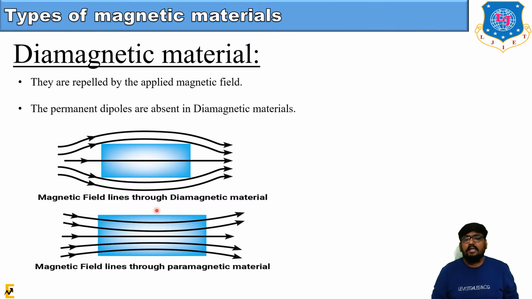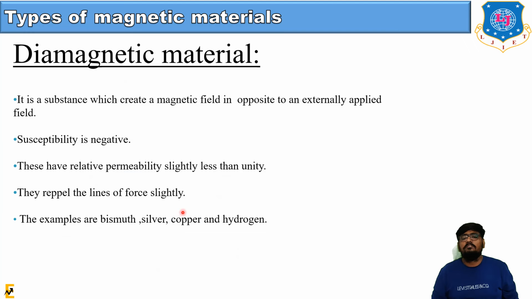Susceptibility over here is negative. These have relative permeability slightly less than unity. They repel the lines of force slightly. The examples are bismuth, silver, copper and hydrogen. One more important thing is diamagnetic materials are used for making superconductors.